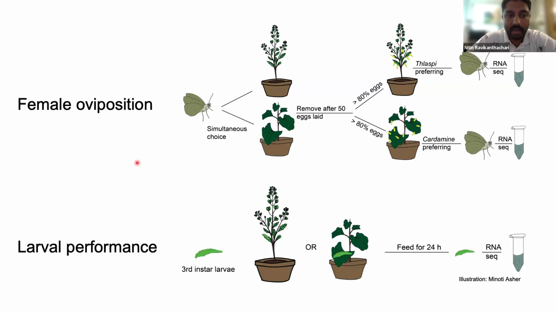And to look at larval performance, we gave third instar larvae, after starving them for about a 24-hour period, either the native plant or the toxic plant, and we let them feed for 24 hours. We made sure that the guts were full with the plant, and then we degutted the larvae, and then we did RNA-seq on that. And this is what we found.